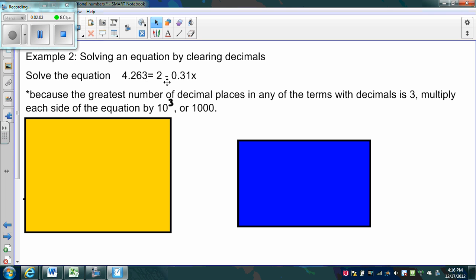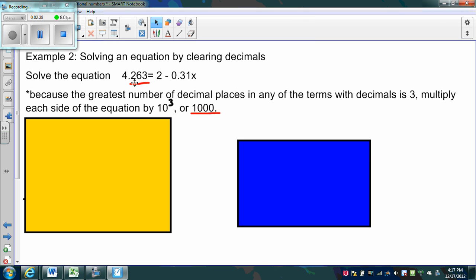The other one is we can solve an equation by clearing decimals. So if you have the equation 4.263 equals 2 minus 0.31x. Wow. I don't like decimals because I always mix them up. So in this case, what we can do is you count the number of decimals. So here, the one that has the most decimals is the 4.263. Because it has 3 decimal places, we're going to multiply each side of the equation by 10 to the third, or in other words, 1,000.